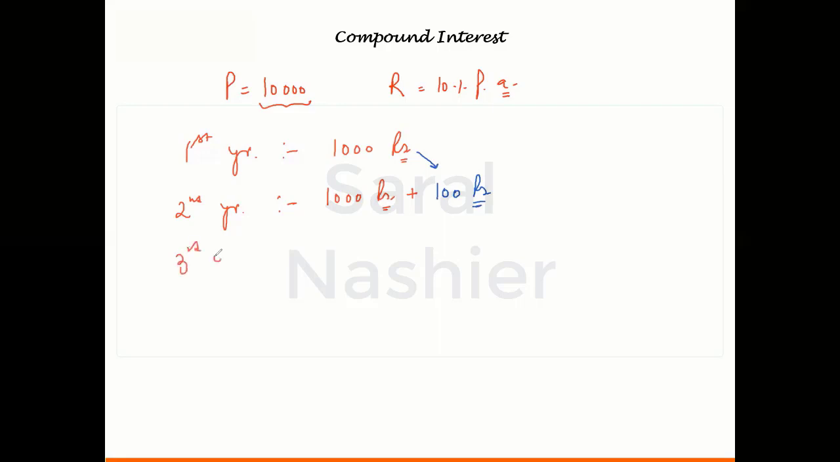Similarly, if I talk about the third year, how much interest would I get? I would get 10% of 10,000, which is equal to 1,000 rupees. So you anyways will get 1,000 rupees as an interest. But you will also get 10% of this 1,000, which is equal to 100 rupees. You will also get 10% of this 100, which is equal to 10 rupees.